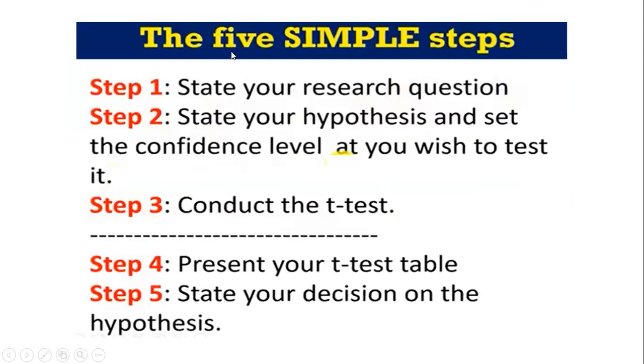There are also 5 simple steps you must follow when you are conducting and reporting your t-test. You need to state your research question. From there, you state your hypothesis, then set the confidence level or alpha level at which you want to test it. Then you conduct the t-test. Then you present your t-test table. Then you state your decision on the hypothesis.